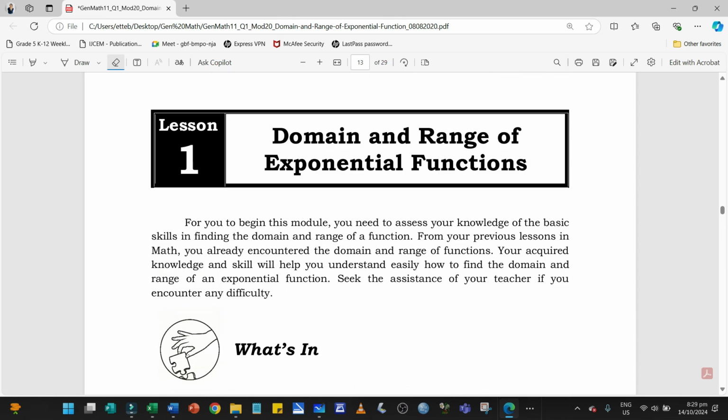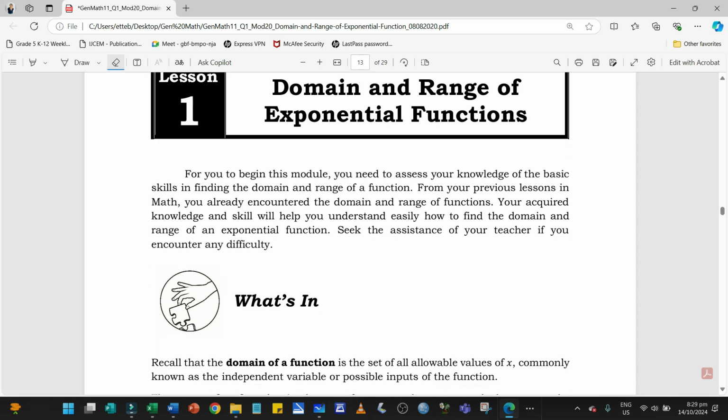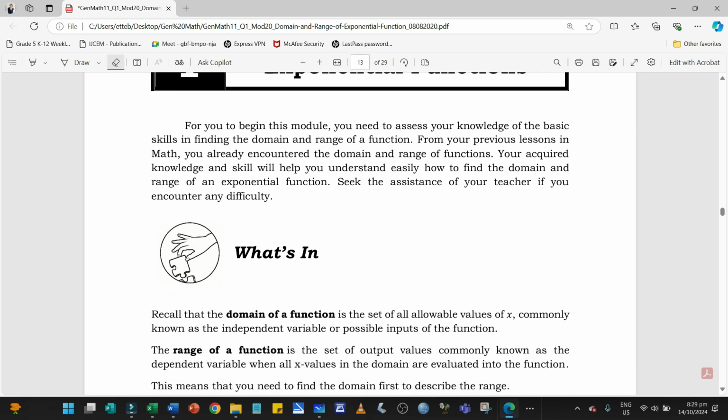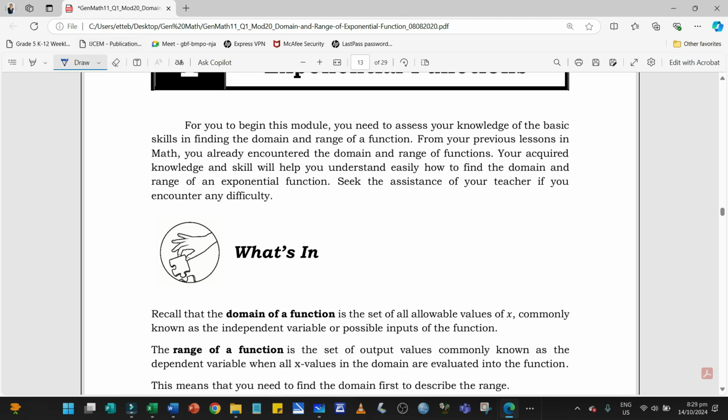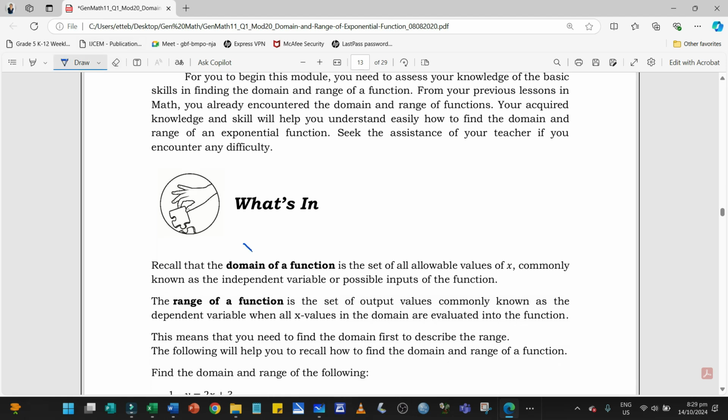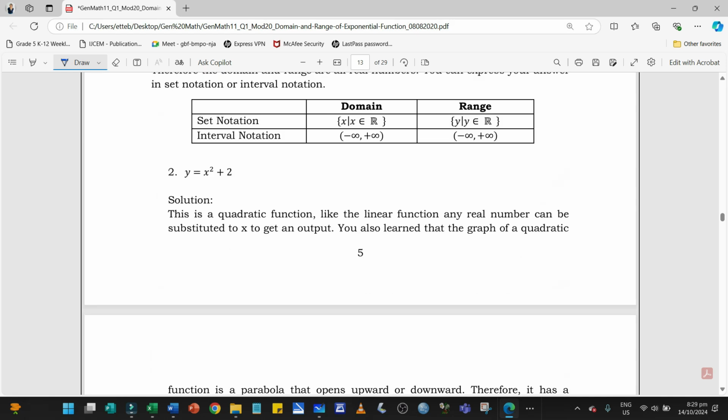Hi everybody. In this video we will talk about the domain and range of exponential functions. We already know and discussed the range and the domain, so you already understand this one. When we talk about domain, we are referring to the possible values of x or the inputs, and when we talk about the range, the possible values of y or the output. Okay, so let's first have a review.